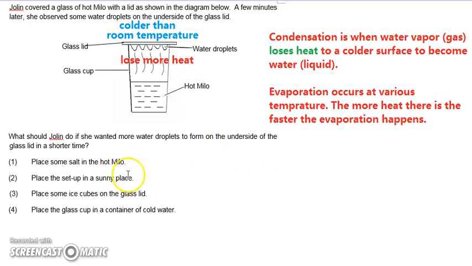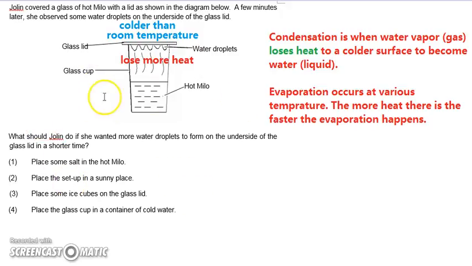Place some salt in the hot Milo. Place the setup in a sunny place. Sunny place, meaning that the surrounding temperature will be even warmer. Alright. Place some ice cubes on the glass lid. Or place the glass cup in a container of cold water.